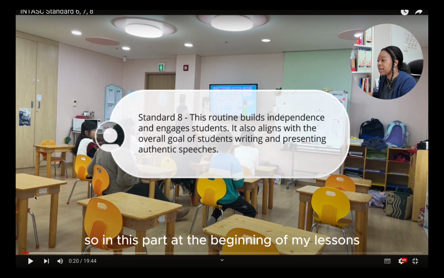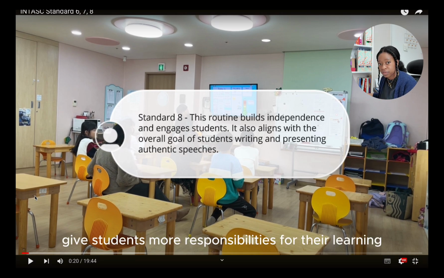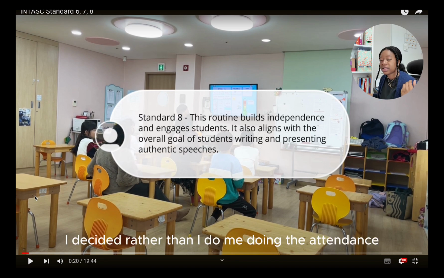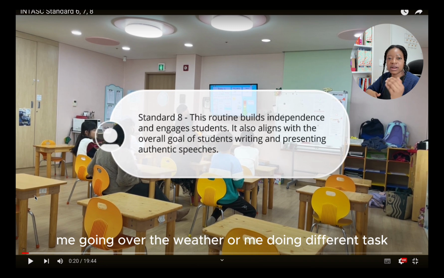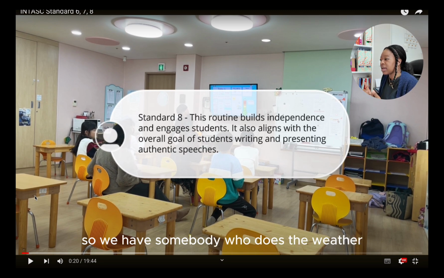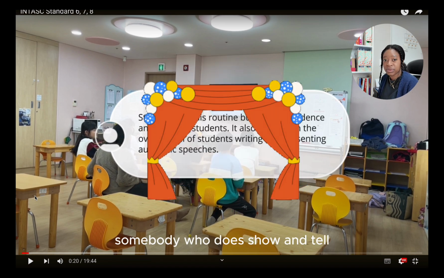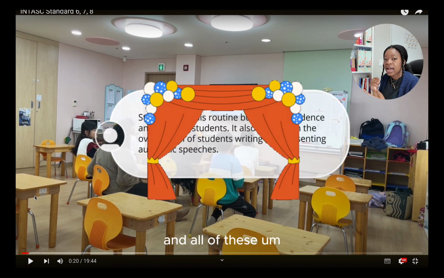So in this part, at the beginning of my lessons, in order to give students more responsibilities for their learning and for our classroom, I decided rather than me doing the attendance, going over the weather, or doing different tasks, why don't I get the students to do it? So every class, one person is assigned one task. So we have somebody who does the weather, somebody who controls the computer, somebody who does show and tell. So that's what you're going to see in a minute.